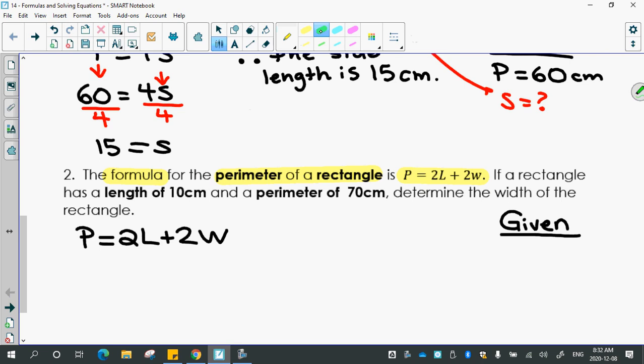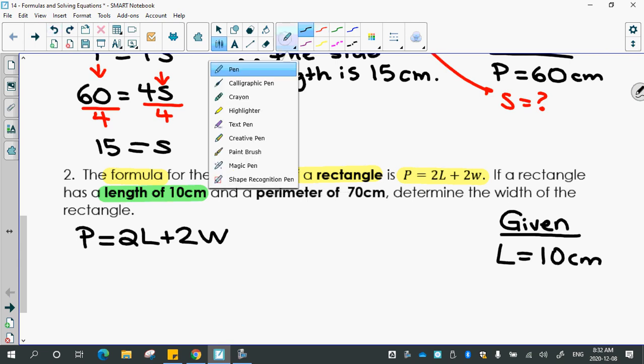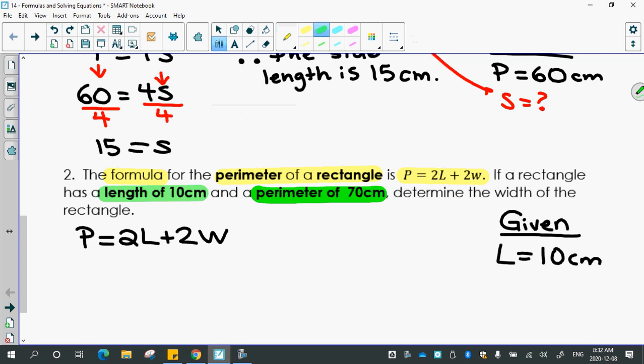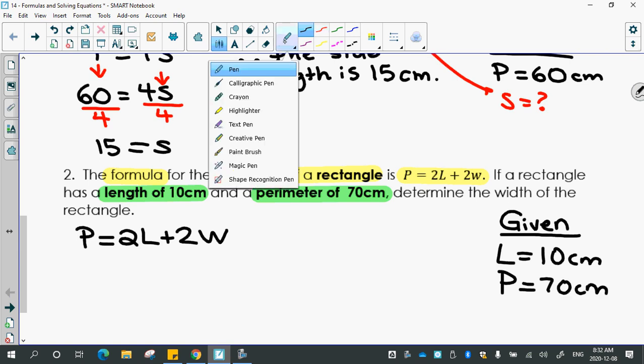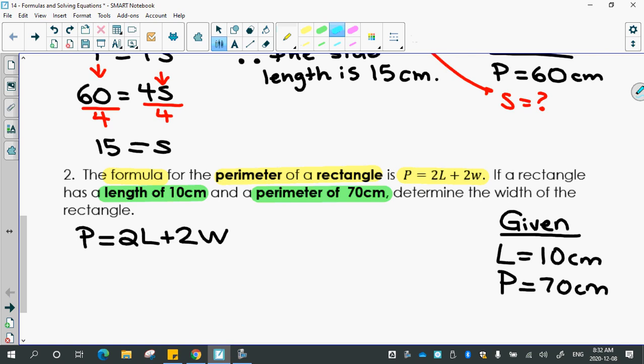If a rectangle has a length of 10 centimeters, so you come over to your given, L equals 10 centimeters, and a perimeter of 70 centimeters. So you're going to add to your given list: perimeter is 70 centimeters. And then what's it asking? Determine the width. So it's W that you don't know.